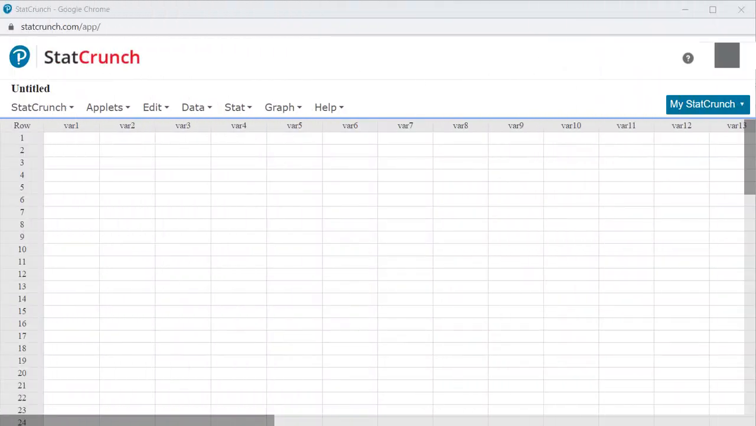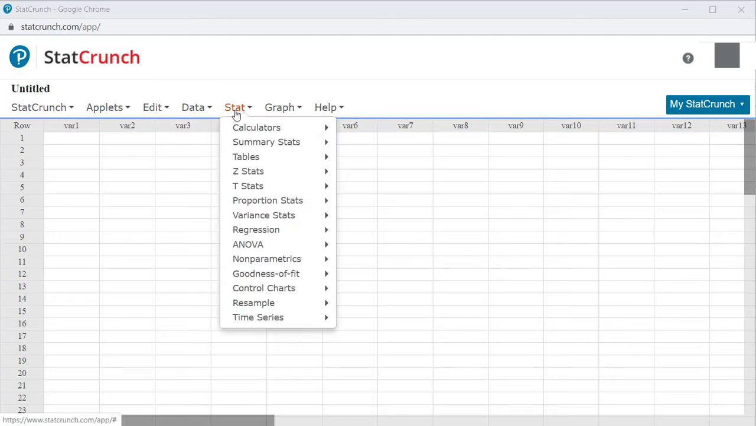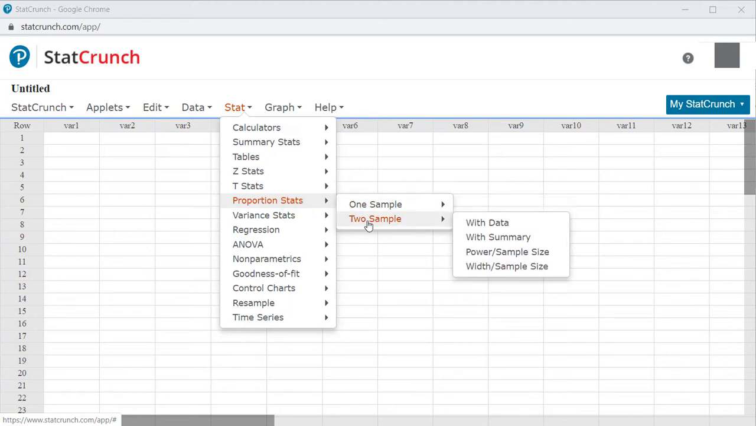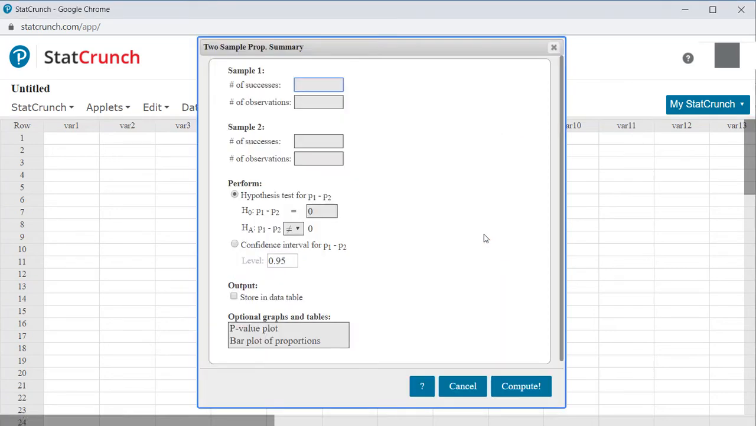Now, in the same way, in StatCrunch, I can go to Stat and Proportion Stats. We've been here before. This time, however, we have 2 samples. So we're going to go to 2 sample proportion stats instead of 1 sample proportion stats. Now, the options that we have here are similar to what we've seen before. Do we have data or do we have summary information? Well, in this case, we have summary information. So I select that, and then I just need to fill in what I know.